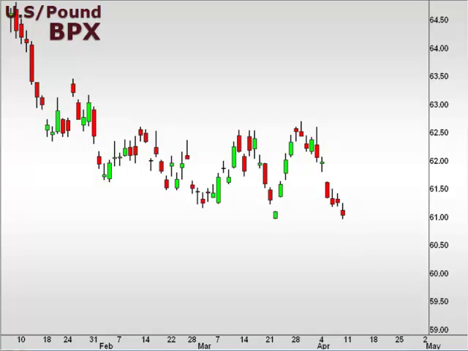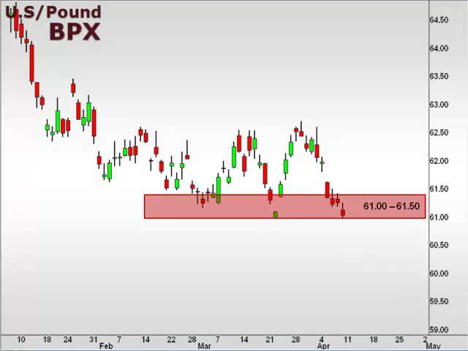Let's take a look at the BPX, the U.S. versus the British pound. The BPX failed to break above that 62.5 resistance level that we had on our radar last week and completely reversed to the downside, now testing support at 61.5. Now, a bounce could retrace as high as 62. However, a break below 61 could extend as low as this 59.5-60 box.